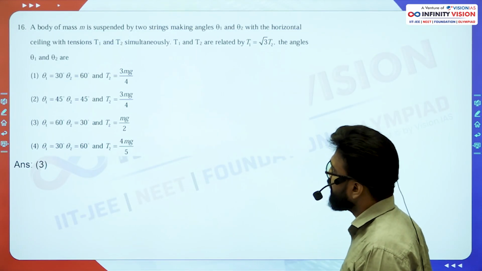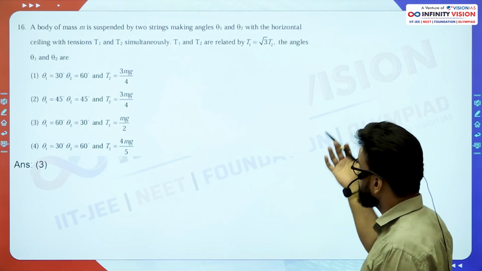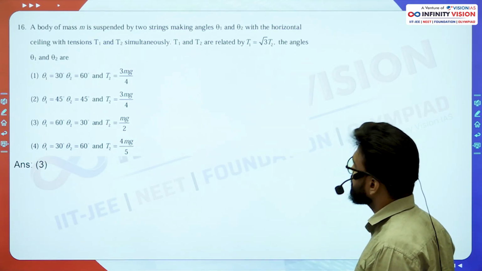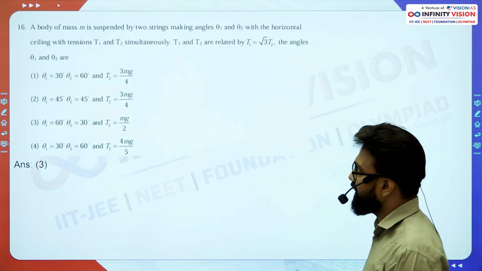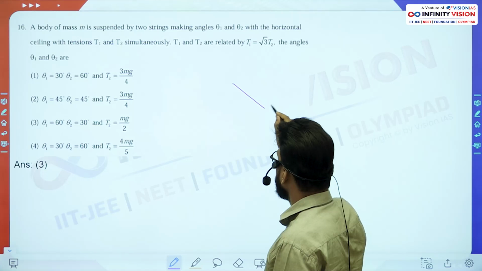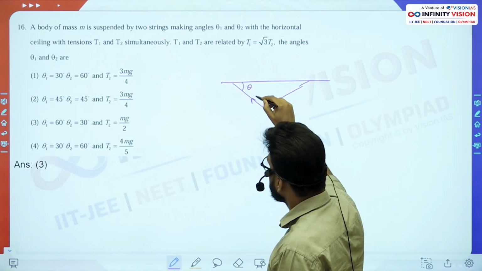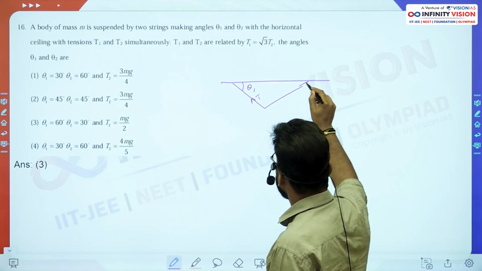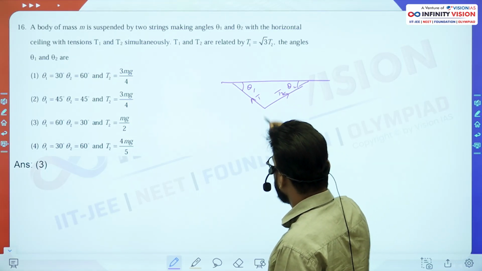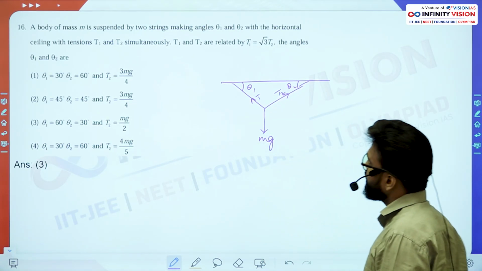Next, a body of mass small m is suspended by two strings making an angle theta 1 and theta 2 with a horizontal ceiling with tensions T1 and T2. T1 and T2 have this relation, the angles theta 1 and theta 2 are, and what is the value of T2. So first of all, what is given to you is this setup in which the angle made by the tension T1 is theta 1 with the horizontal and the tension T2 is theta 2 with the horizontal. Okay, it will be balancing the weight mg.